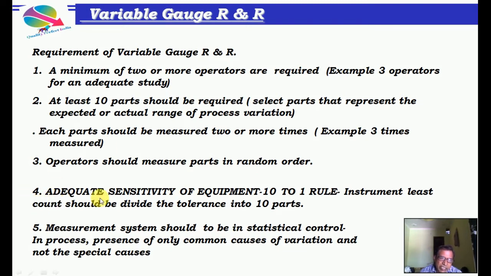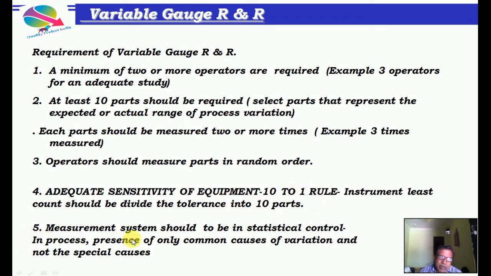Fourth, you have to remember adequate sensitivity of equipment, means how to select the equipment or gauges. If you are going to check a dimension with a tolerance of 100 micron, you have to select equipment which has a least count of 10 micron. That is known as the 10 to 1 rule. For another example, if you are going to check a dimension which has a tolerance of plus minus 10 micron, you have to select equipment which has a least count of 1 micron. That is also the 10 to 1 rule.